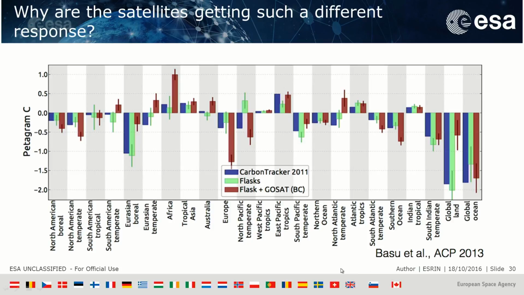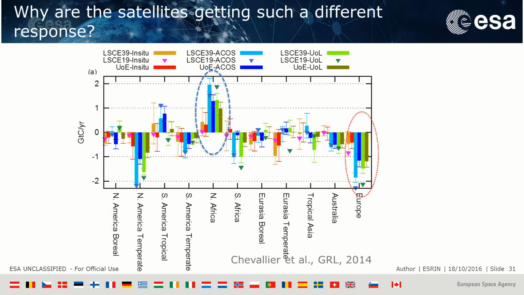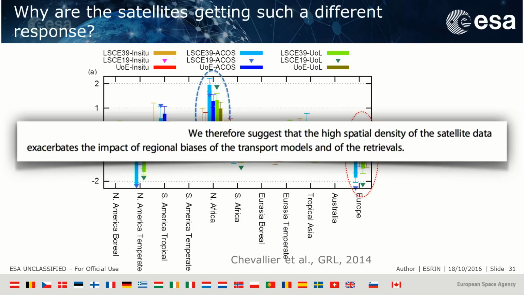So this was already seen with the first major publication. This is a one model publication of the GOSAT data. And again, you have FLASKs in green here and GOSAT in red. And where you see the biggest differences are Africa and Europe. Another study with two different models, and you see the biggest differences for Africa, giant source, and Europe, giant sink. Giant sink of more than 1 petagram of carbon. They therefore suggested that the high spatial density of the satellite data exacerbated the impact of regional biases of the transport models and of the retrievals. They said it's all bias.